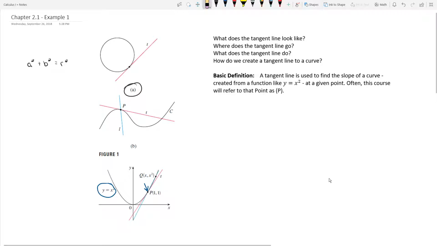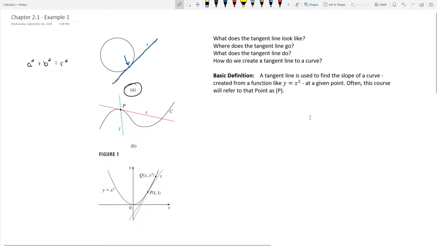So a tangent line is a line, and it barely touches. So like I said, it barely touches as it passes along that curve of the circle. It barely touches that point. And it touches in such a way that we can find the slope of the curve at that tiny, tiny point. So in the next video, I'm going to walk through the example one that's also in your textbook.